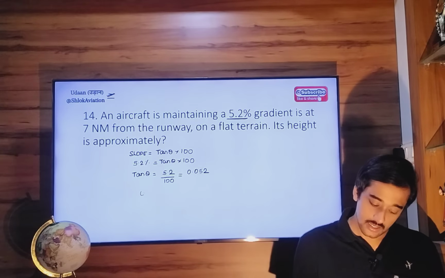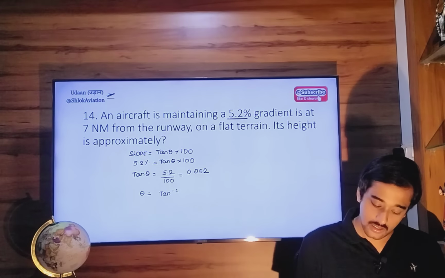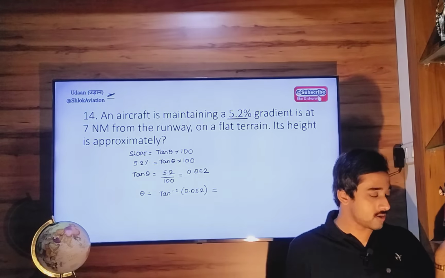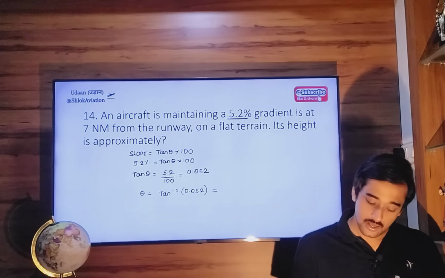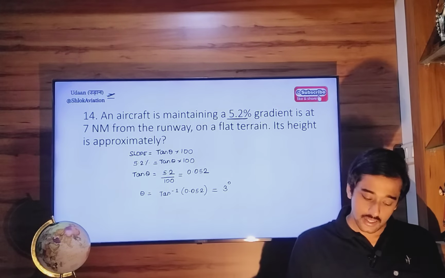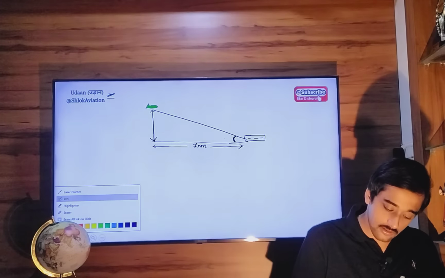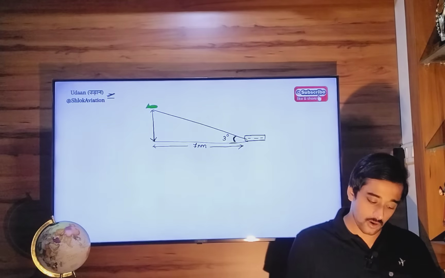So theta, the glide angle, equals tan inverse 0.052, which is equal to, shift tan inverse 0.052, 2.9 or approximately 3 degrees. So this is equal to 3 degrees. Now let's use the 1 in 60 rule formula.